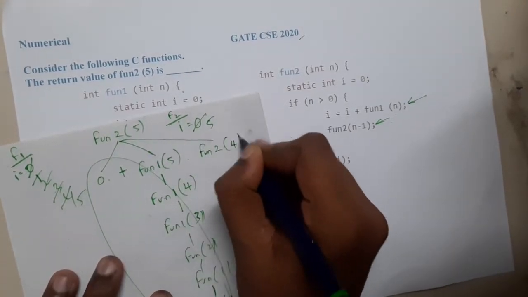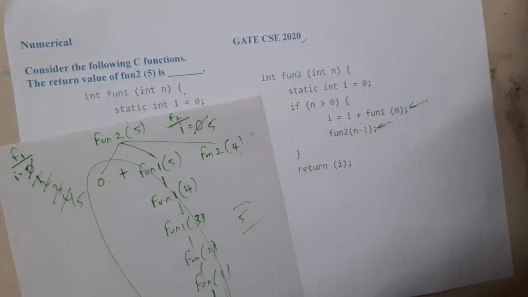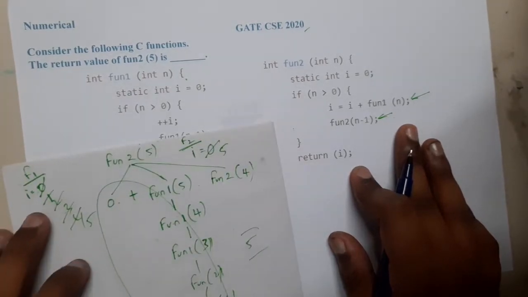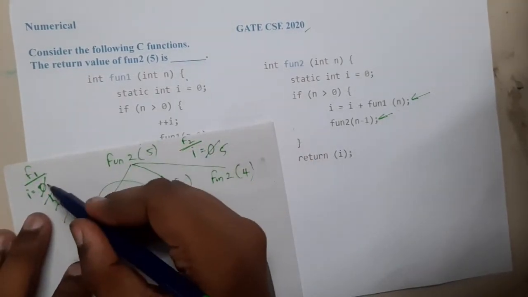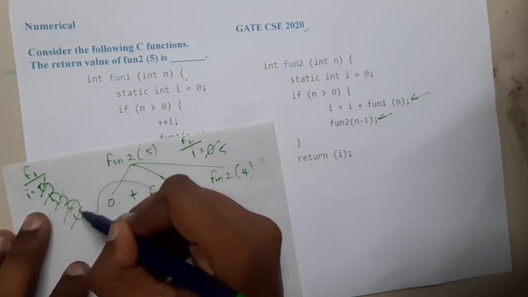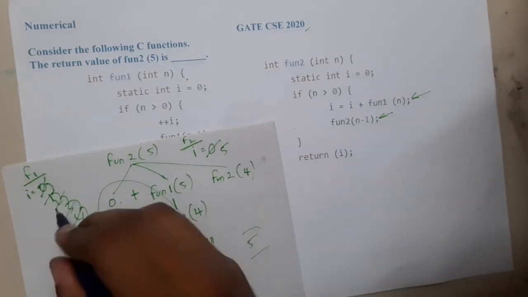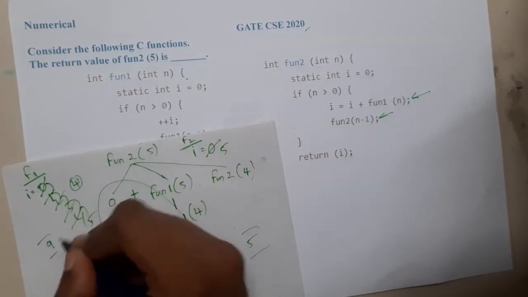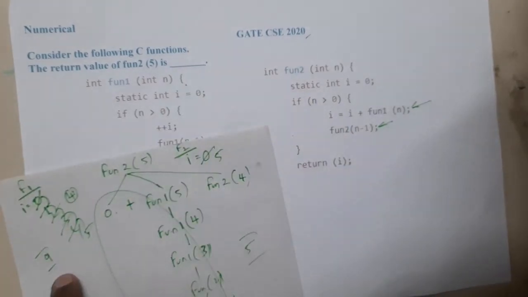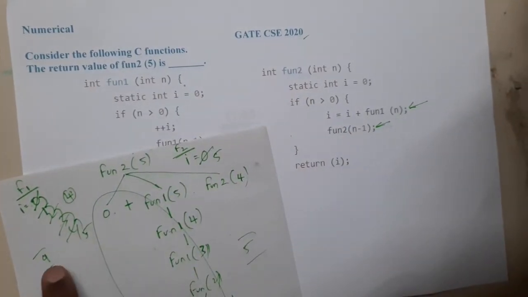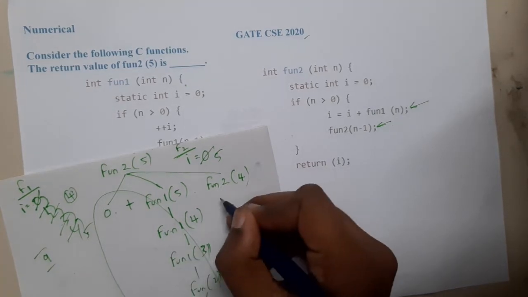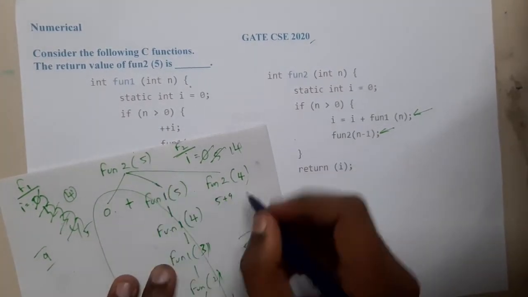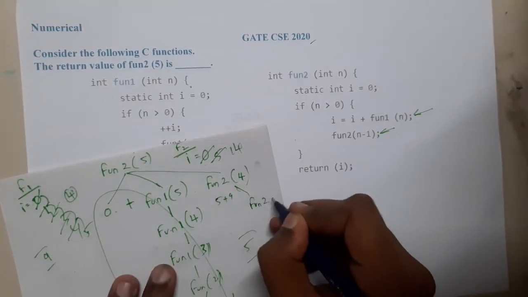fun2 of 4. Now what will be the result, guys? If you understood the logic, it is just counting the numbers. If you entered 5, it incremented this value by 5: 1, 2, 3, 4 and 5. Now if I pass a 4, it will increment by 4. So 5 plus 4 is nothing but 9. After this whole execution, the result will be 9. If I return this value here, I will be adding 5 plus 9, so the result will be 14.